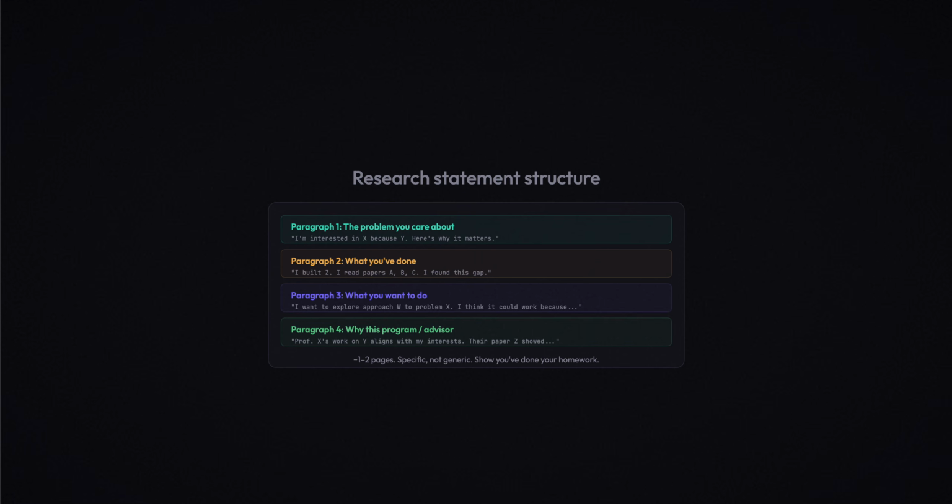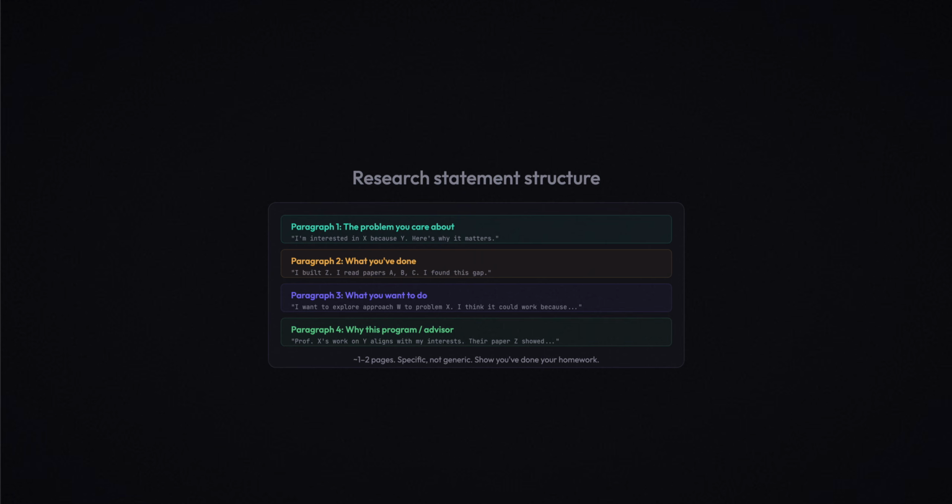Paragraph 3: what you want to do next. I want to explore approach W. Here's why I think it could work. Here's what I'd need to learn. Speculative is fine. Committees know plans change. They want to see how you think. Paragraph 4: why this specific program and this specific advisor? Professor X's work on Y aligns with my interest because their paper Z showed... Tailor every statement. Generic statements signal generic candidates. 1 to 2 pages, no filler. Specific, not vague. Show that you've done your homework.